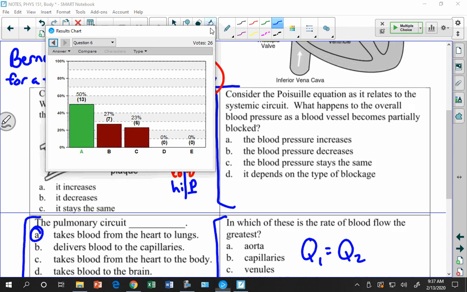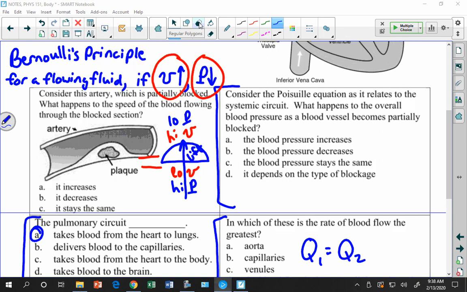This is just the continuity equation. It goes back to this equation where A1V1 equals A2V2. And we said that if one of these goes up, the other has to go down. So here, our area is decreasing. That means that our speed must increase. So the answer here is A.